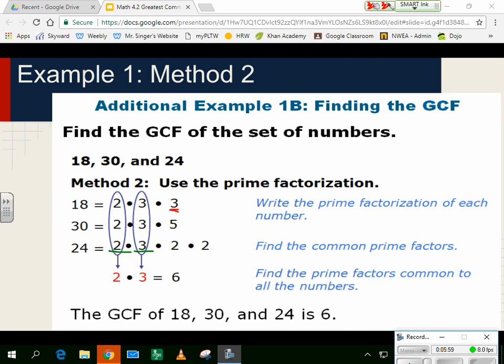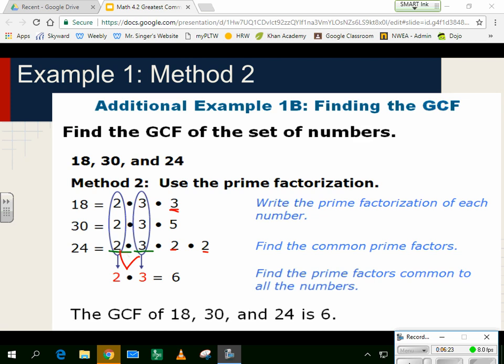They don't pair up, so you can't use that. There's 2 2's here, but no other number has a 2. So the only 2 numbers they share are 2 and 3. So to find the greatest common factor, just multiply all those prime factors together. And you'll find the largest number that 18, 30, and 24 have as a common factor is 6. So the GCF of these three is 6.